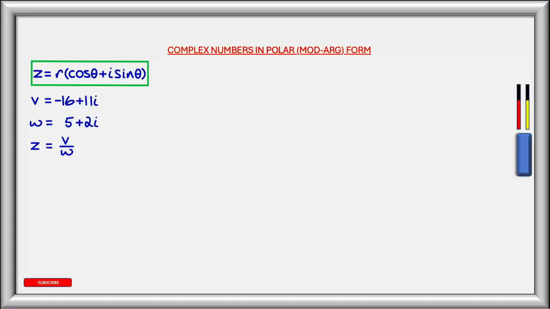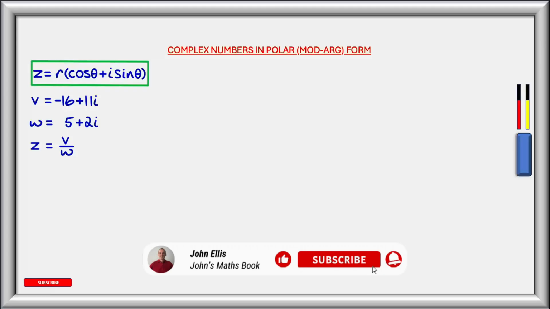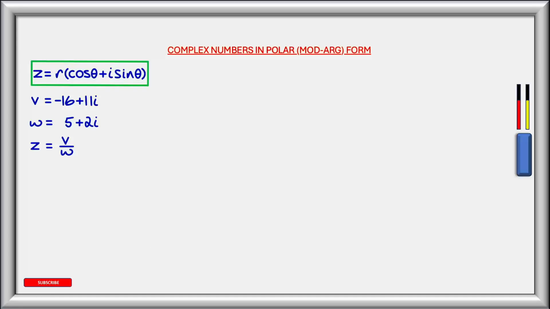In this example, complex numbers v, w, and z are related by the equation where z is equal to v divided by w, where v is equal to minus 16 plus 11i and w is equal to 5 plus 2i. Our task here is to find the complex number z and convert it to polar or Mod-Arg form, where z is equal to r into the bracket of cosθ plus i sinθ.